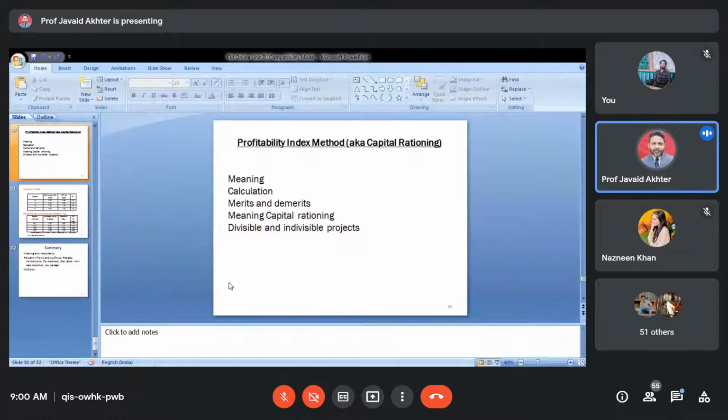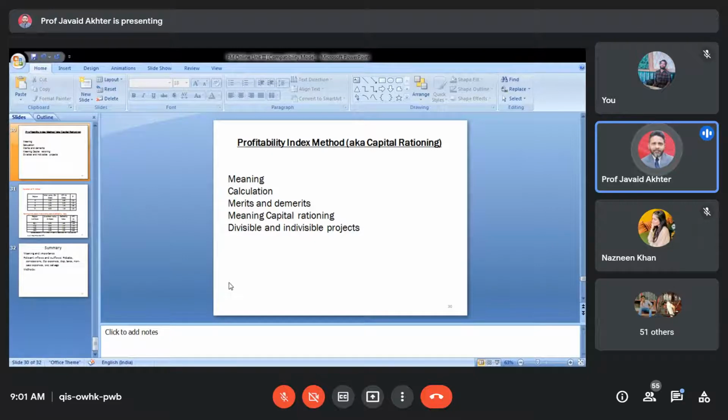Then you have its merits and demerits. Merits I have already explained about the net present value. Whatever are the merits of net present value, because the basis of calculation is the same, same merits and demerits will be there whichever are applicable in case of net present value. The only difference is that there your decision is based on absolute figure.